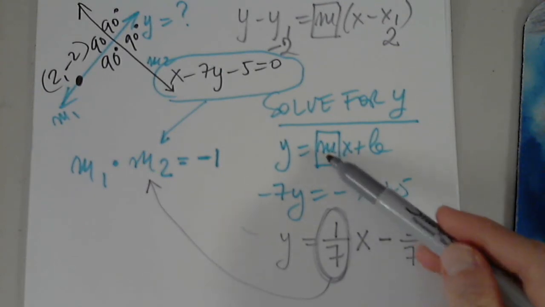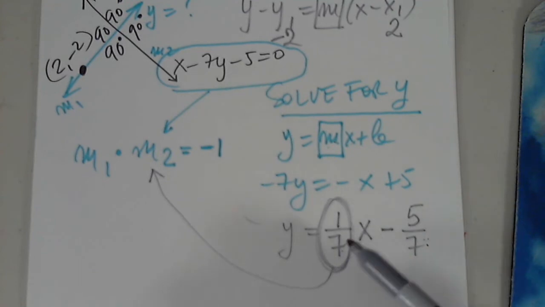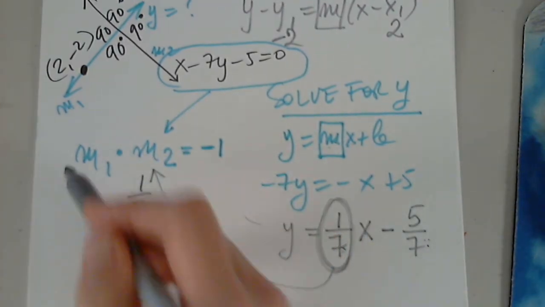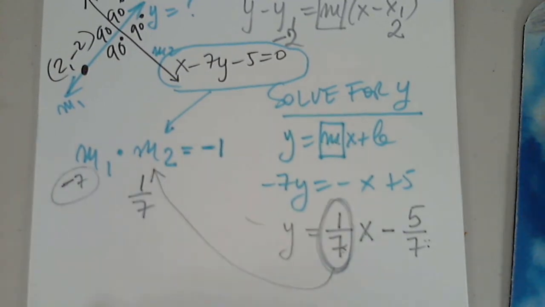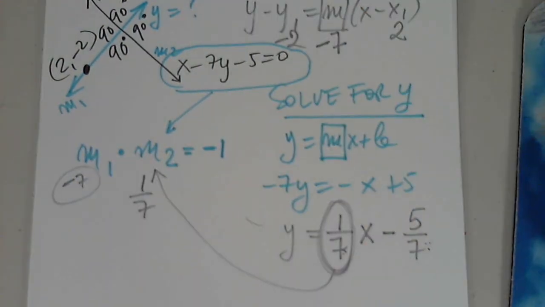By comparison, this is the slope, x, and this is the y-intercept, 0 comma negative 5 over 7. I don't need it. I only need this. So if this is 1 over 7, this must be negative 7, because only negative 7 times 1 over 7 will give us negative 1. So I know now everything about this equation, about this line.